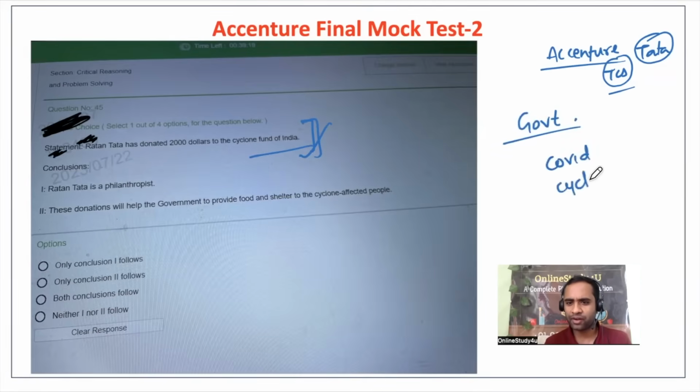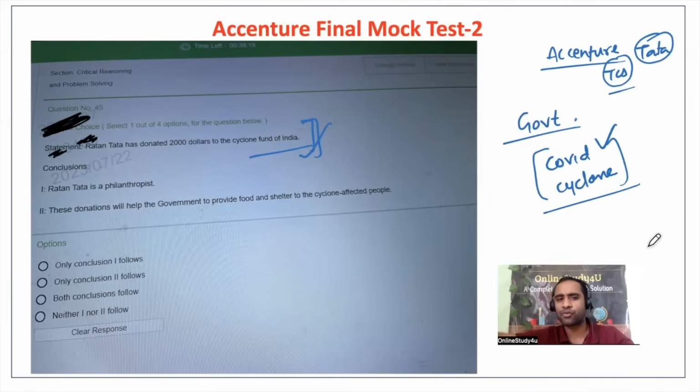So, cyclone fund. The government will always be coming up with all these funds, and even the big people should have a big heart, so they put money into that. One thing, Ratan Tata will definitely donate it to the government, because Ratan Tata cannot go to each and every house and say, you are affected by the cyclone, take $1, take $10, take $20. So definitely it has to go to the central government.